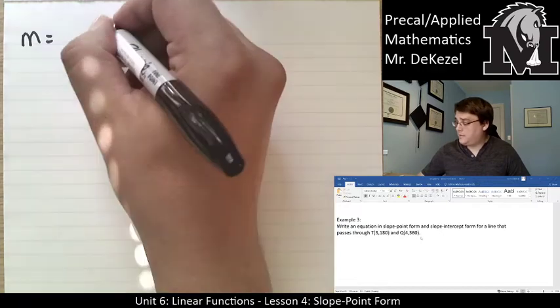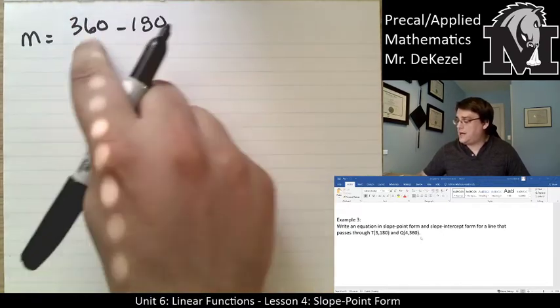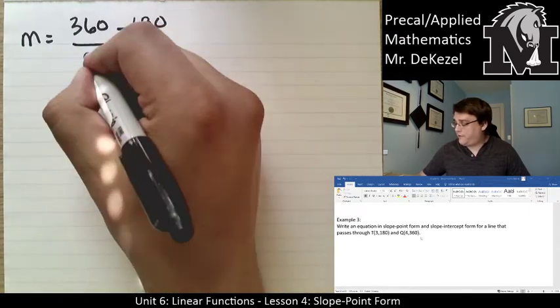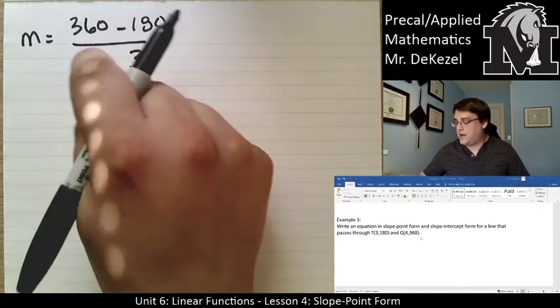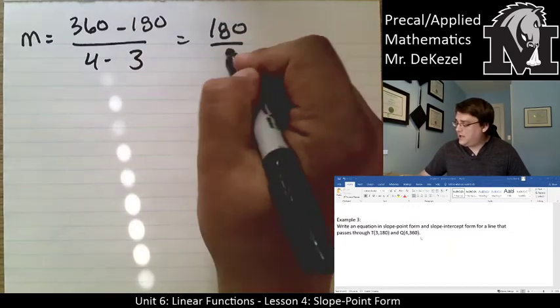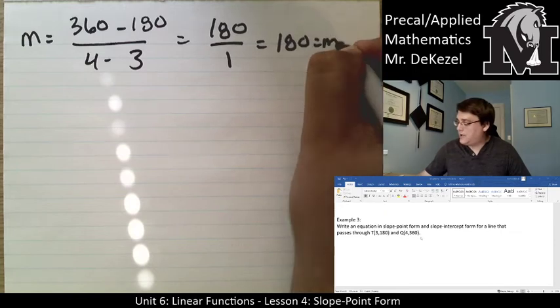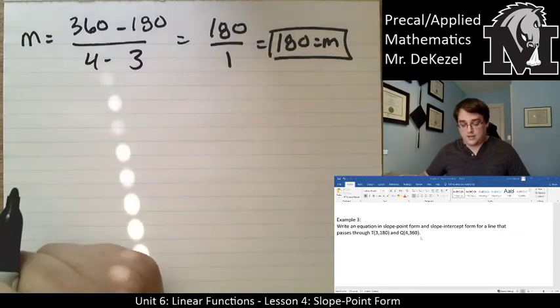So that would be 360 minus 180, y2 minus y1, over 4 minus 3. That's x2 minus x1. We are left with 180 over 1. That means the slope is 180. So that is a good start.